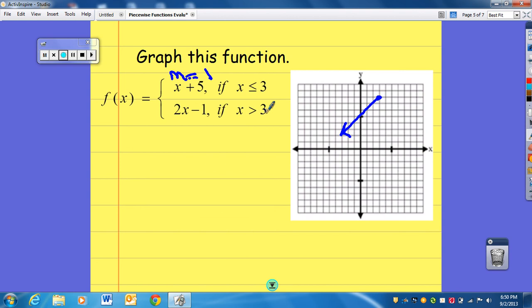Now let's take a look at this one. If our x value has to be greater than 3, let's plug the number 3 into this equation to find our endpoint or our boundary. 3 times 2 is 6, and 6 minus 1 is 5. So we're going to find the point 3, positive 5, and that's my boundary or my endpoint. However, since it's greater than, that means we want to draw an open circle at that particular point.